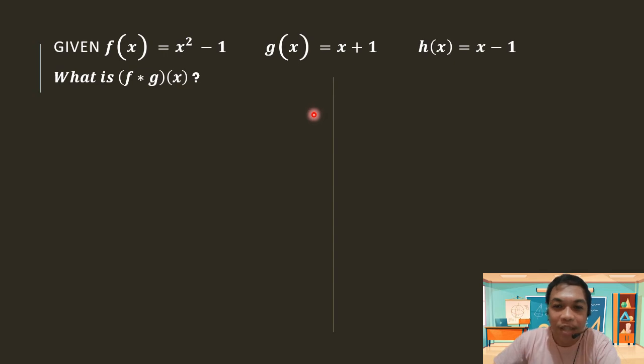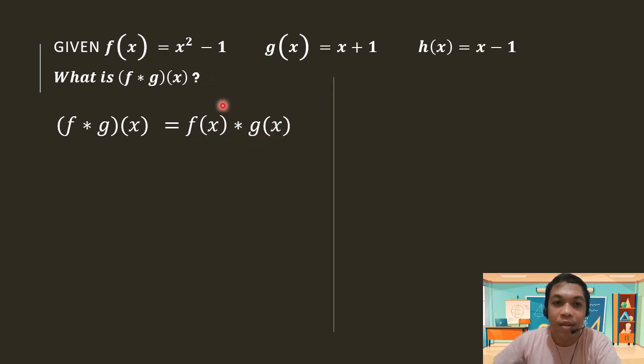Okay, let's have multiplication of functions. Given that we have f of x is equal to x squared minus 1, g of x is equal to x plus 1, and h of x is equal to x minus 1. What is f times g of x? So that is also equivalent to f of x times g of x. So kunin natin kung ano man yung mga function na yan. F of x, that is x squared minus 1 times g of x, that is x plus 1.